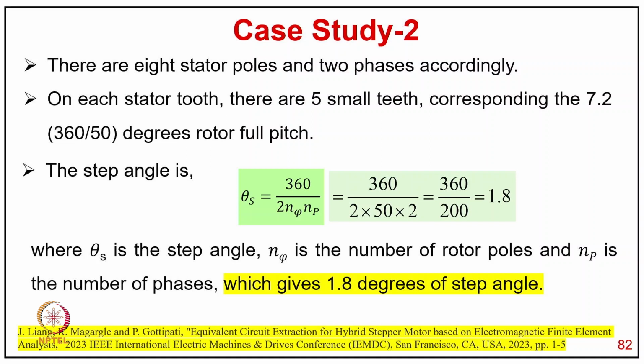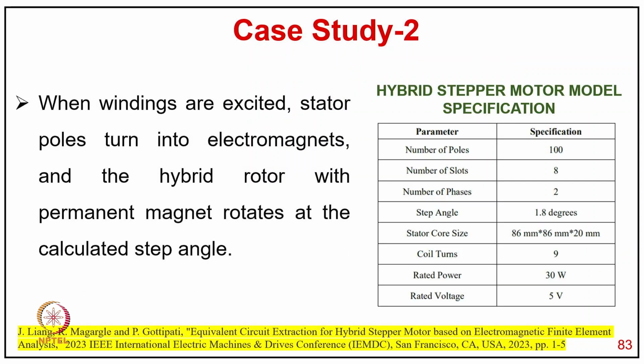And then the step angle theta is equal to 360 by 2 and 5 into NP, and putting in the values it comes to 1.8 degree. So theta is the step angle, psi is the number of rotor poles, and NP is the number of phases, which gives 1.8 degree of step angle.